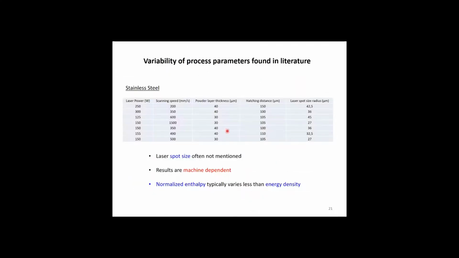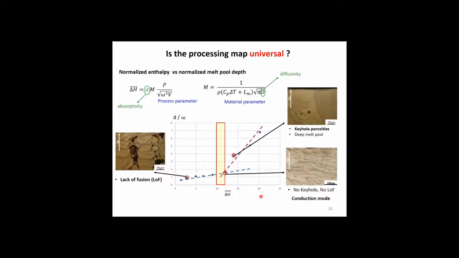But even if you look at a more standard material like stainless steel, you will see that the range of so-called optimal processing conditions is very large. Sometimes the spot size is not even mentioned. They are machine dependent. And if you analyze that further, you still find that the normalized enthalpy seems to be less varying than the energy density among the different values given. That means you cannot really rely on literature to find optimal conditions most of the time.